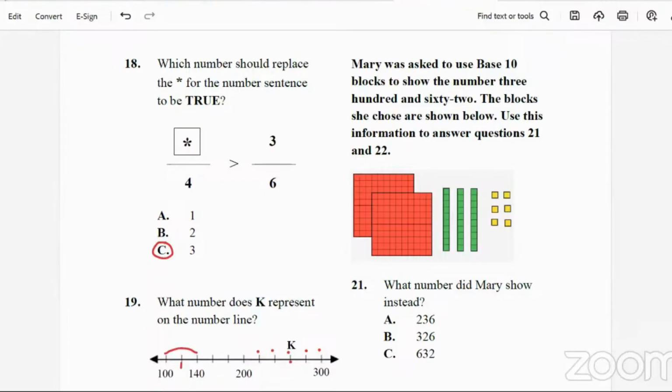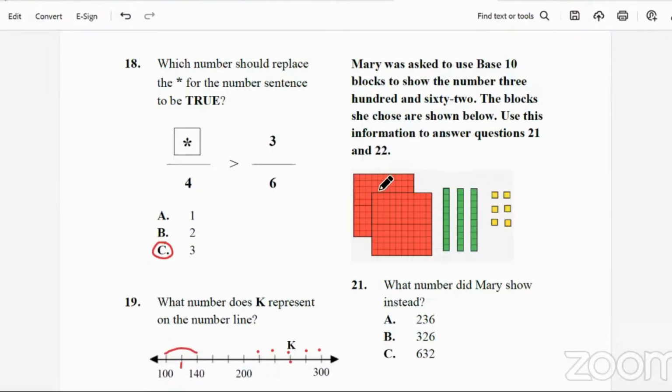Mary was asked to use base 10 blocks to show the number 362. The blocks she chose are shown below. Use this information to answer questions 21 and 22. All right, so she was asked to show the number 362. Well, looking at the blocks she chose, that's not 362. So they're asking us to find out which number Mary showed instead.